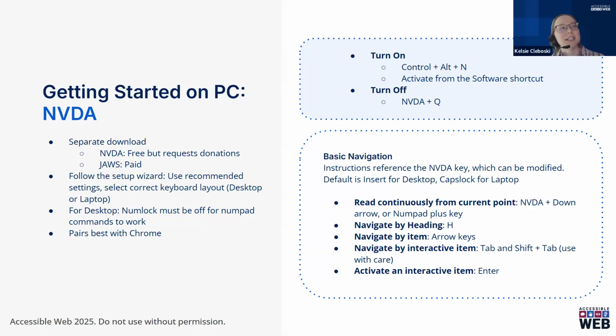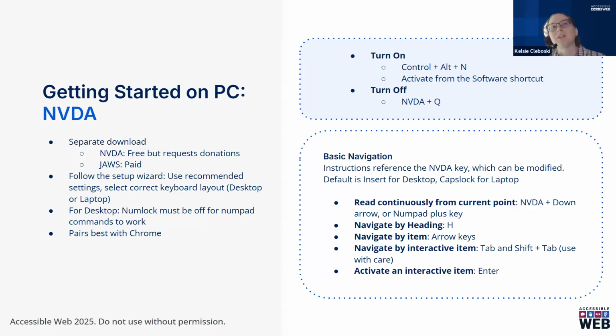When you start off with NVDA, once you've downloaded it, we recommend you follow the setup wizard and use the recommended settings, and be sure that you select the correct keyboard layout depending on the device that you're on. The choice is between desktop or laptop, and you do want to make the correct choice during that setup so that the keyboard shortcuts are going to make sense on your machine. The other thing to keep in mind is if you are using desktop, numlock must be off for numpad commands to work. Those are commonly used, so it's something to be aware of and something that's easy to miss. I mess that up quite a bit. And NVDA pairs best with the Chrome browser for testing.